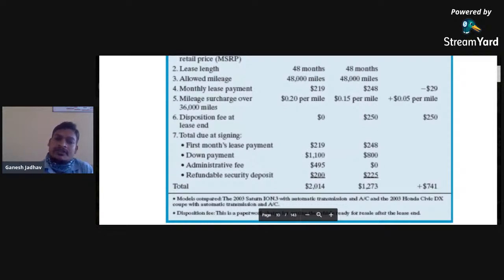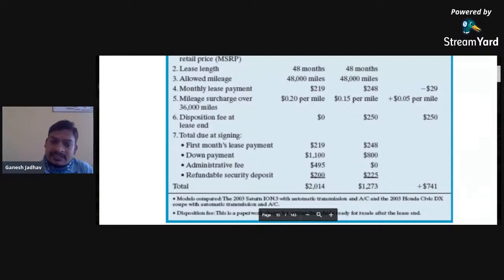So the total due at signature: the first month lease payment is 219 for Stratum and 248 for Honda. The down payment is 1,100, and for Honda it is 800. The administrative fee for Stratum is 495 and for Honda it is 0. And the refundable security deposit is 200 for Stratum and 225 for Honda.